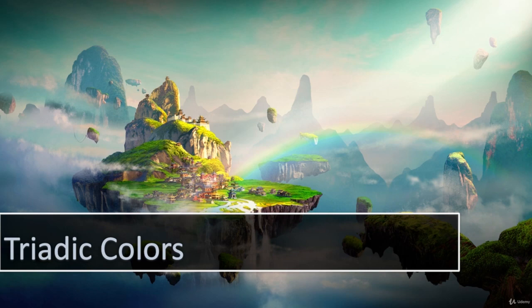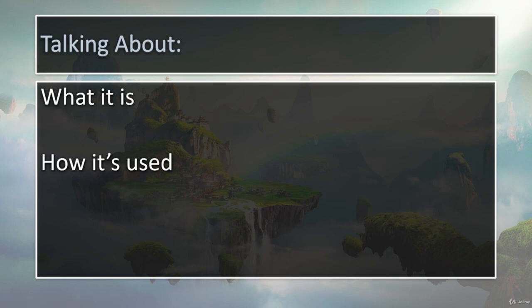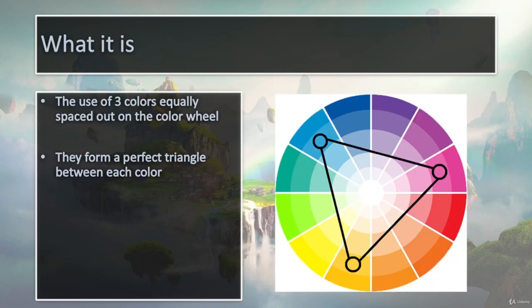In this one, we're going to be looking at triadic colors. As always, we're going to be talking about what it is and how it's used. So, what is triadic? This is basically the use of three colors equally spaced out on the color wheel. Now there is also tetradic, which is using a rectangle or a different type of pentagon. But we're going to keep it simple. We're only going to talk about triadic, which means three. And like I said, they are usually equally spaced out in the color spectrum and they form a perfect triangle between each one of them.